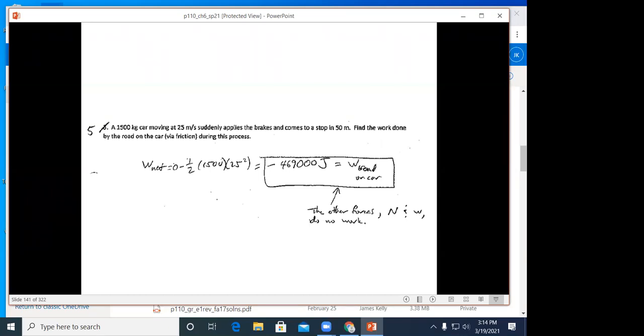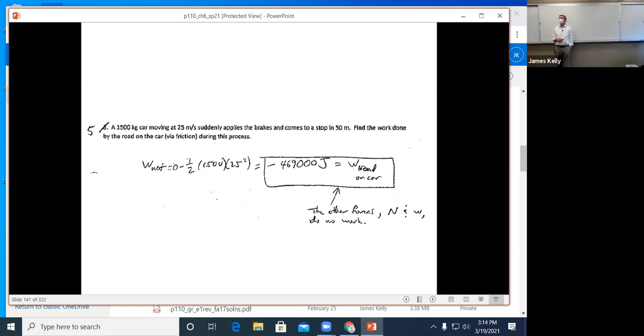Yes, Sarah. There's a normal force and a weight force, and those are both doing 0 work. Hopefully we remember that, right? Because they're perpendicular to the direction of the displacement. So we could say the net work is the work done by the weight force plus the work done by the normal force plus the work done by the road friction force, and only those other two are 0. And so the net work is the work done by the road on the car.